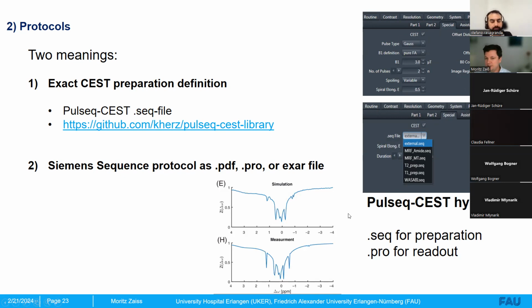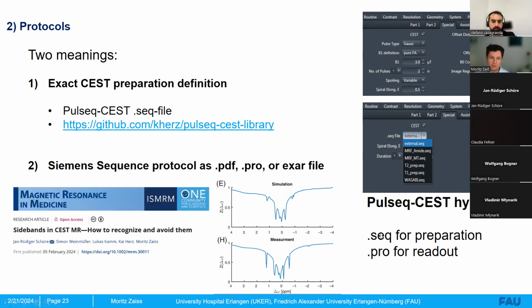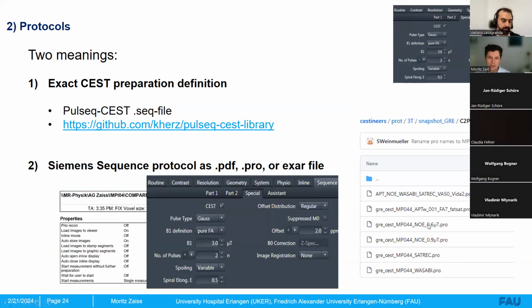This is indicated, for example, if you want to make a really close match to simulation. Here you see a simulated Z-spectrum where we see a certain sideband pattern, and only if you do this exact simulation do you get this also in the measurement, which was recently shown by Jan-Rüdiger Schüre, that we can actually get this close match. This is hard to do with the conventional definition, because all the phases and all the flip angles and all the shapes have to be exactly the same as in a simulation.